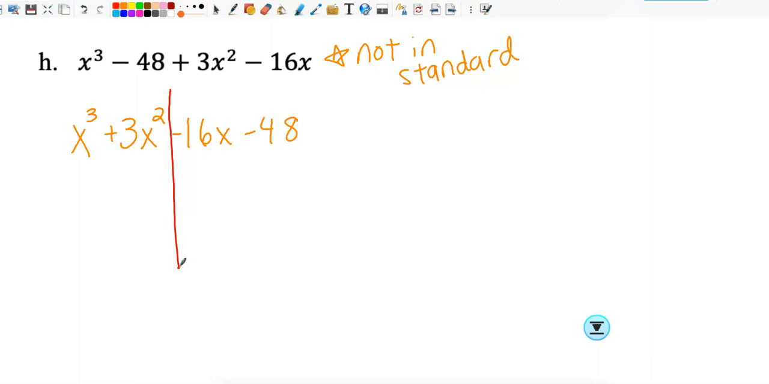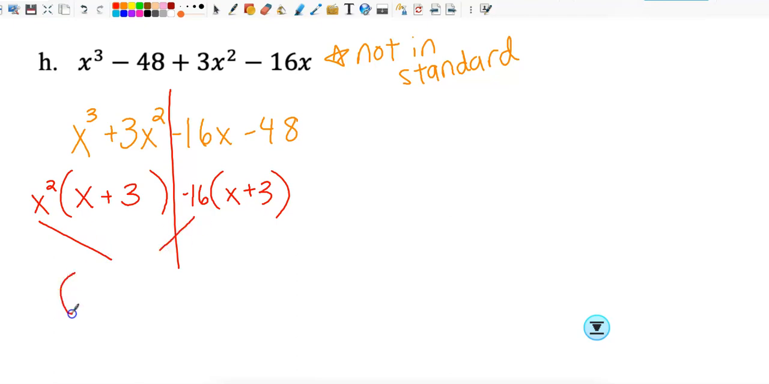Let's factor by grouping. So the first two, they have an x squared in common. If I take an x squared away, I'm left with 1x, and then plus a 3. Your parenthesis must repeat. And then ask yourself, what times x is -16x? It is a -16. We're going to write our greatest common factors in one parenthesis. The parenthesis that repeated, you will write it once.